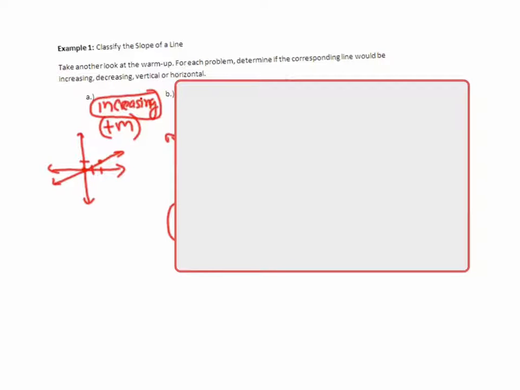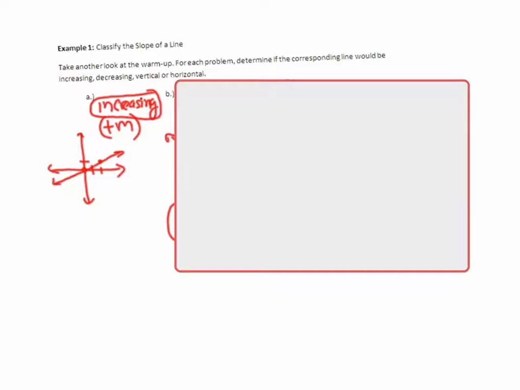If you take a look at example 1 here, it says take another look at our warm-up problems. For each problem, you're asked to determine if the corresponding line would be increasing, decreasing, vertical, or horizontal. So what did I do? I draw a picture. I drew myself an X and a Y axis, gave myself a couple of tick marks, and then I plotted those points. I plotted the point (0, 0) and the point (2, 1). And then I connected the dots.